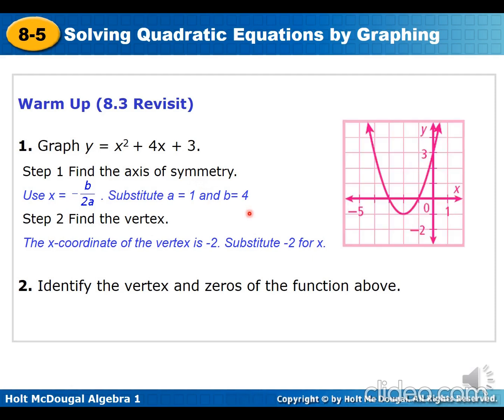Well done. Was that your graph? I hope so. Here's the vertex, -2 and -1. So in question number 2, we solved the first part, which is the vertex. But what about the zeros? Remember, zeros are the x-intercepts, where the graph meets the x-axis. And here we have them at x equals -3 and x equals -1.